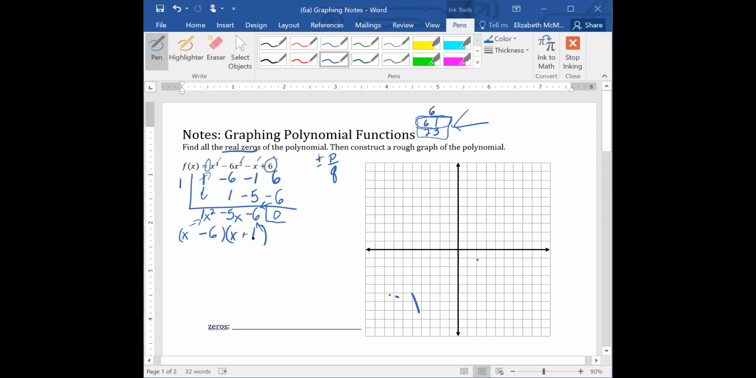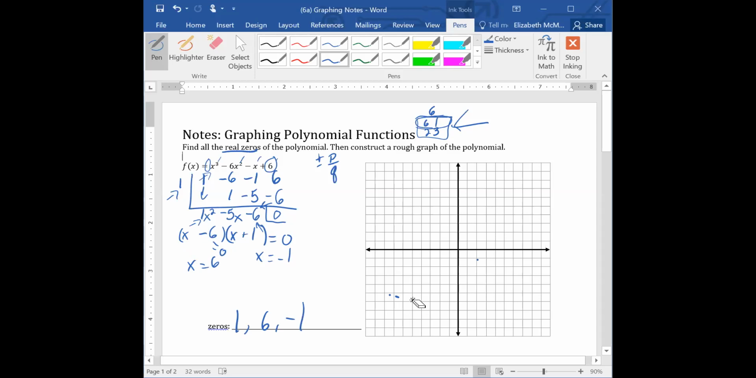We know then that our first zero is 1. Then I set each of these equal to 0. So x minus 6 equals 0, and x plus 1 equals 0. Add 6 to both sides. So x equals 6 and x equals negative 1. So our answers here, our zeros, are 1, 6, and negative 1.